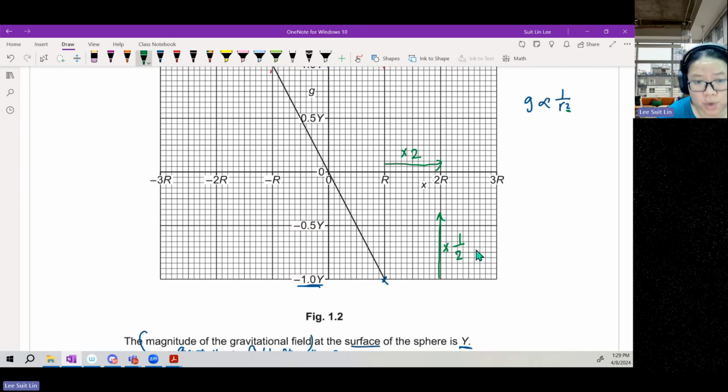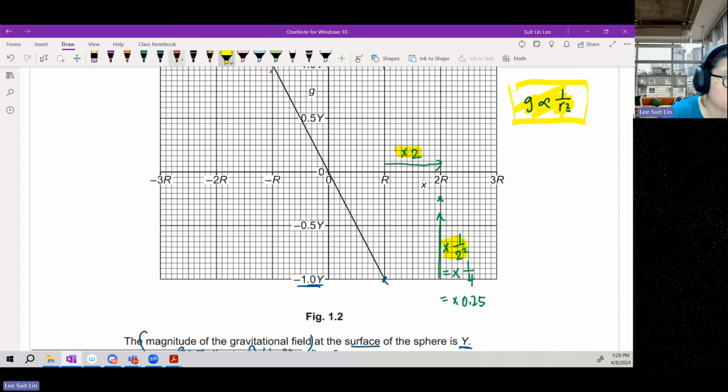But because of the square, multiply by 1 over 2 square, which is equivalent to multiply by 1 over 4, which is equivalent to multiply by 0.25. So 0.25 would be here. Okay, so radius multiply a factor of 2, then gravitational field strength will multiply by a factor of 1 over 2 square because of this relationship.